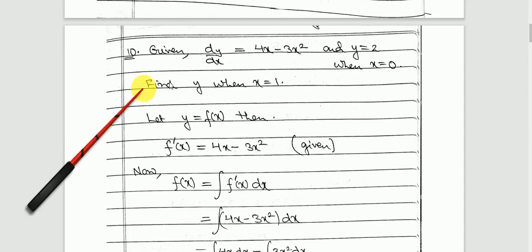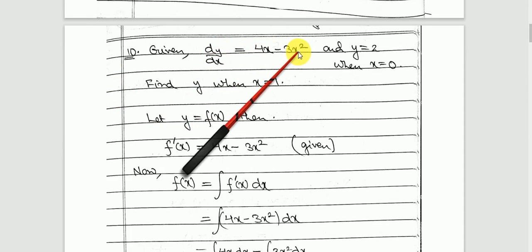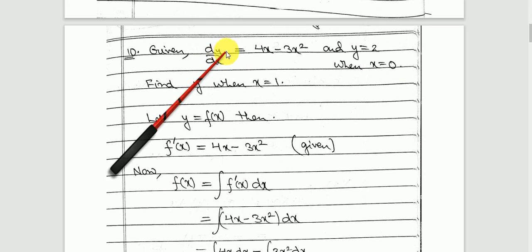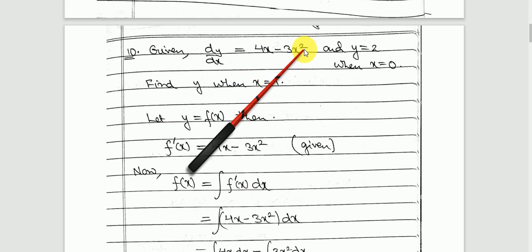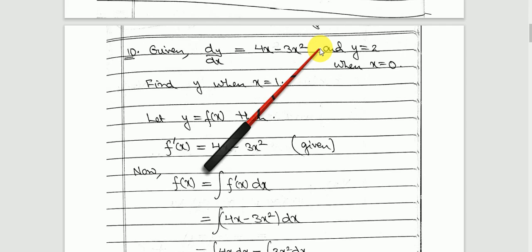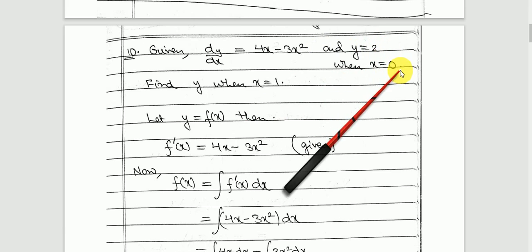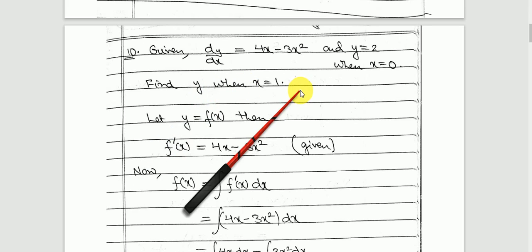So the next question is: given dy upon dx equal to 4x minus 3x square, and y equal to 2 when x is 0. So here there is one function y whose differentiation is 4x minus 3x square. Further information with us is that the function will be equal to 2 when x is 0. We have to find y when x will be equal to 1.